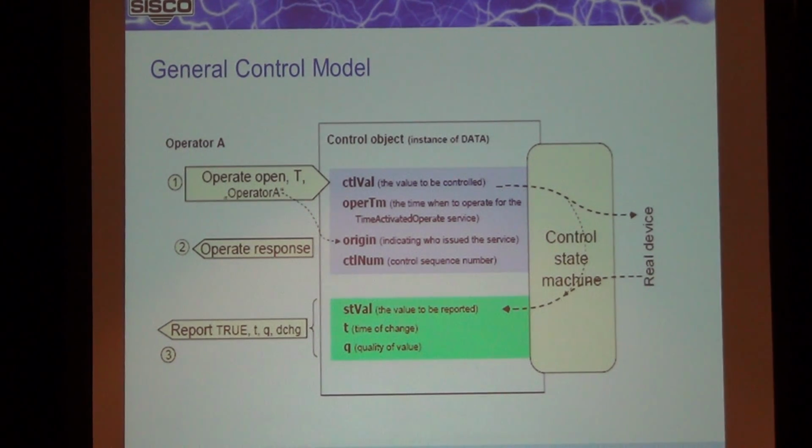There's a control model, and this is the general model here, where an operator would issue an operate command to the device, to the control object. He sends this command to the device. The device responds and says, I will attempt the operate. It then goes out to the control state machine. At some point later, you get a report back. That's one of the things to know about 61850 controls: when you get the response from the device to the control request, the device is just telling you that it will attempt that control. It doesn't tell you the control sequence is complete.